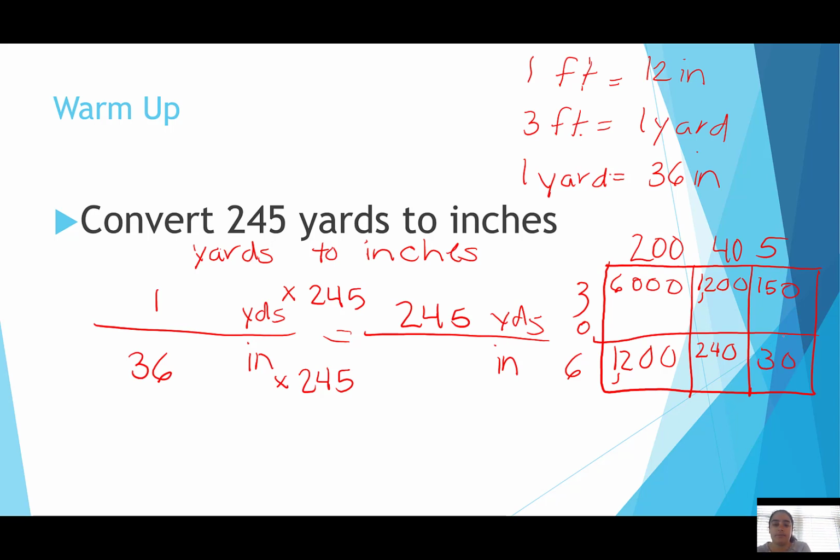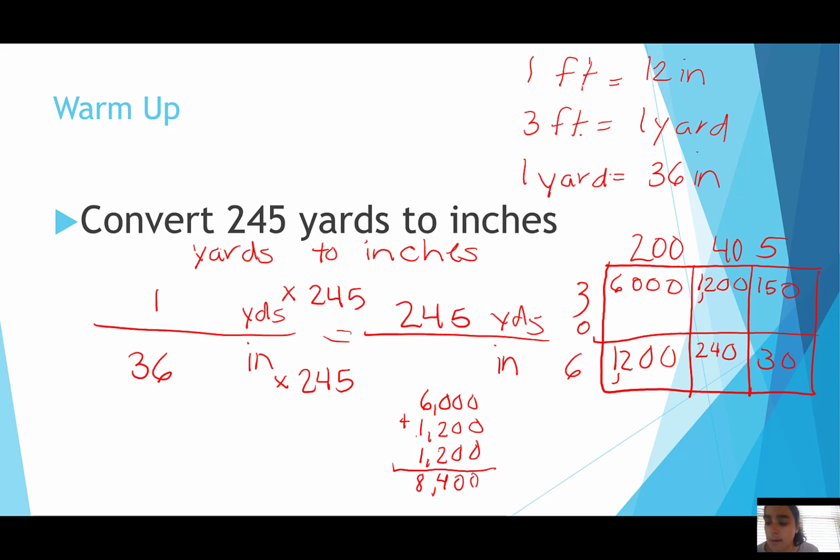Now I want to add this up. So I have 6,000 plus 1,200. Start there. I get 0, 0, 2 plus 2 is 4, 6 plus 1 is 8. So far I have 8,400.